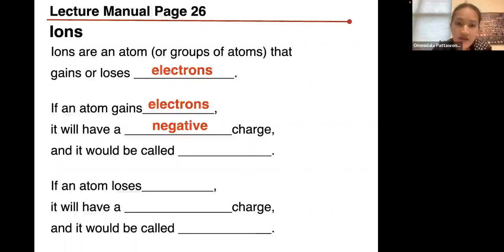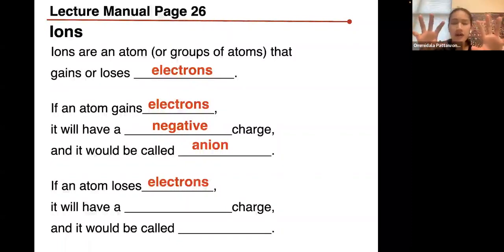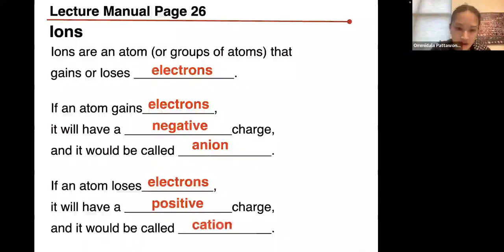Because electron is negative, if it gains more negative, the overall charge would be negative. So these would be called an anion. If an atom loses electrons, remember before you have the same number of protons as electrons. If the electrons are being taken away, you are going to have less negative. Therefore, the overall charge of that atom would be positive, right? So we call this positively charged atom a cation. So this ion would be a cation.